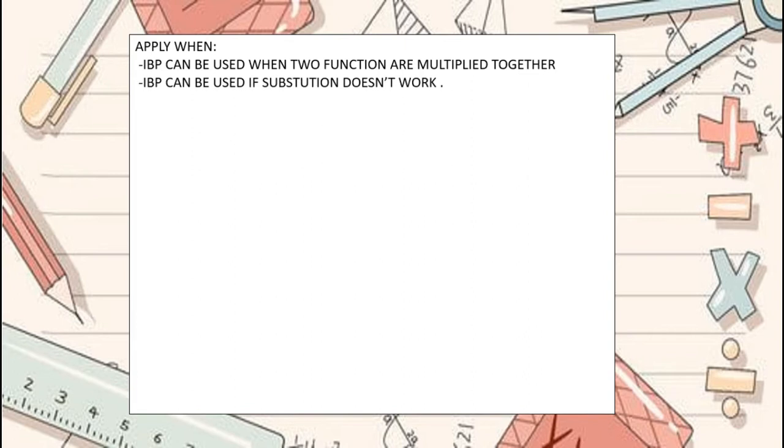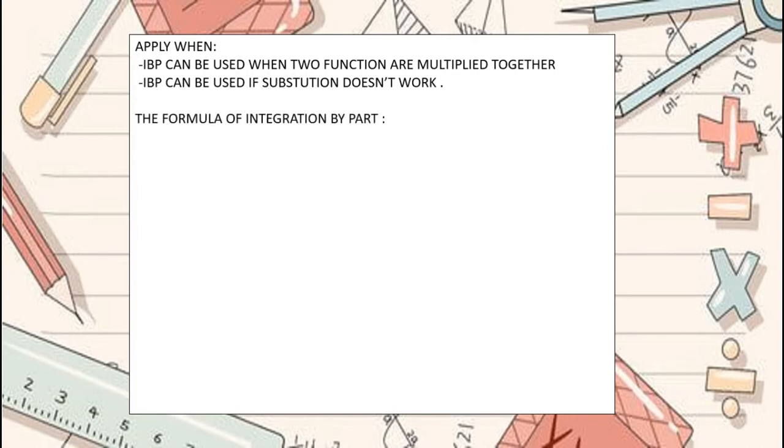How do we know when to apply integration by parts? Integration by parts can be used when two functions are multiplied together, and when substitution doesn't work.